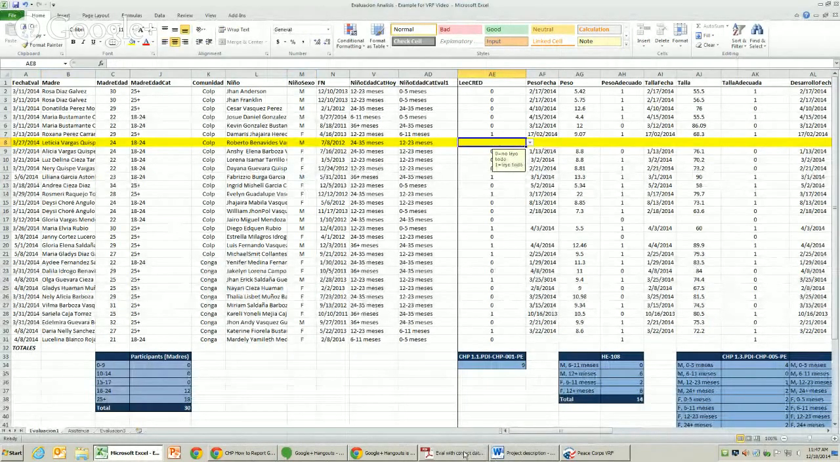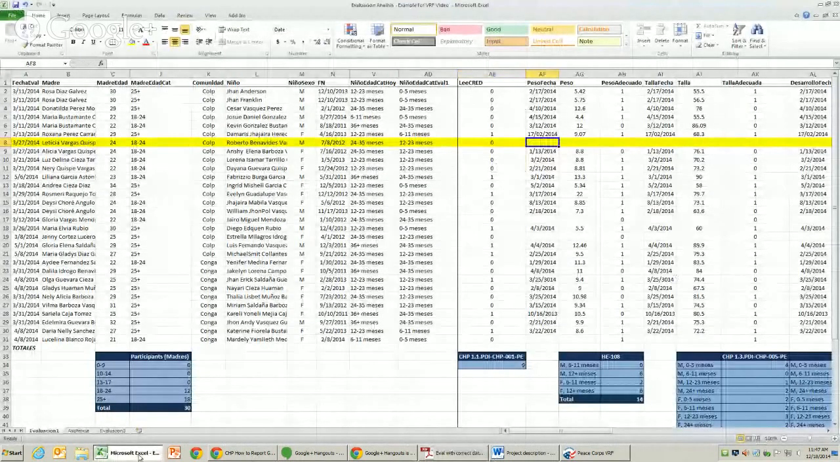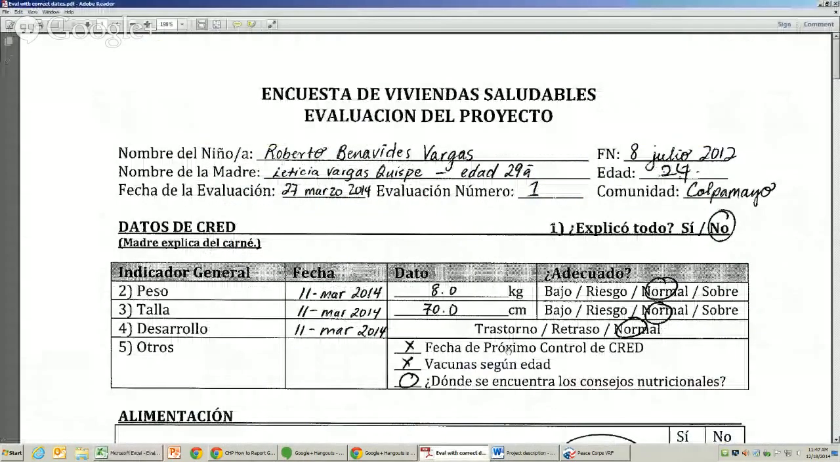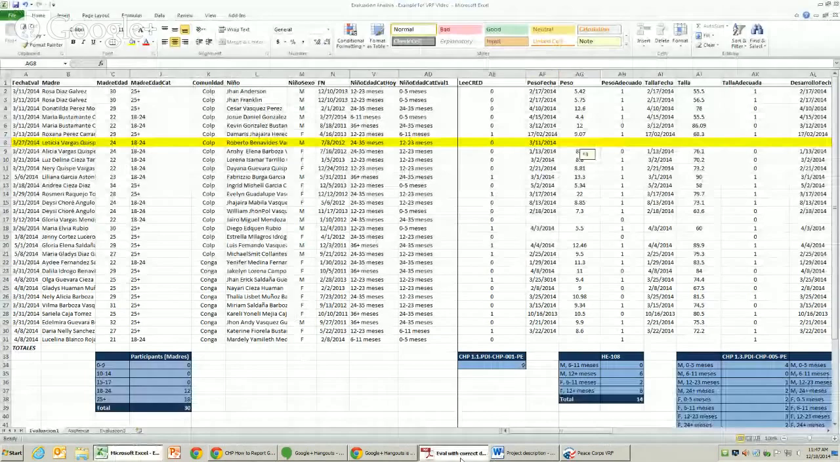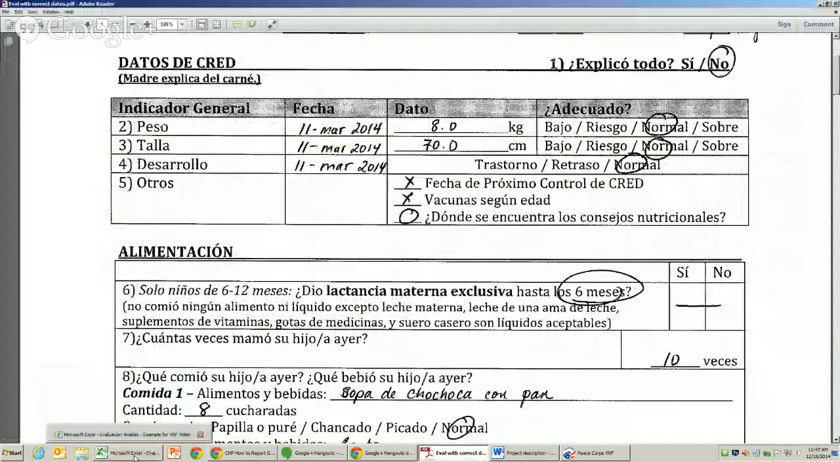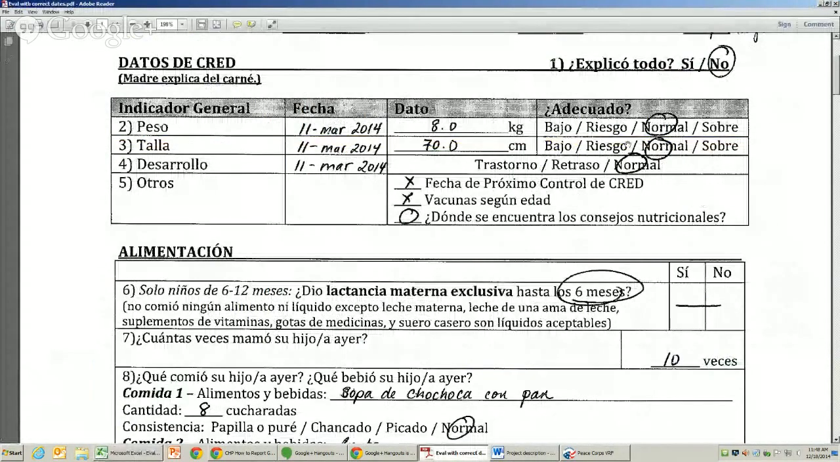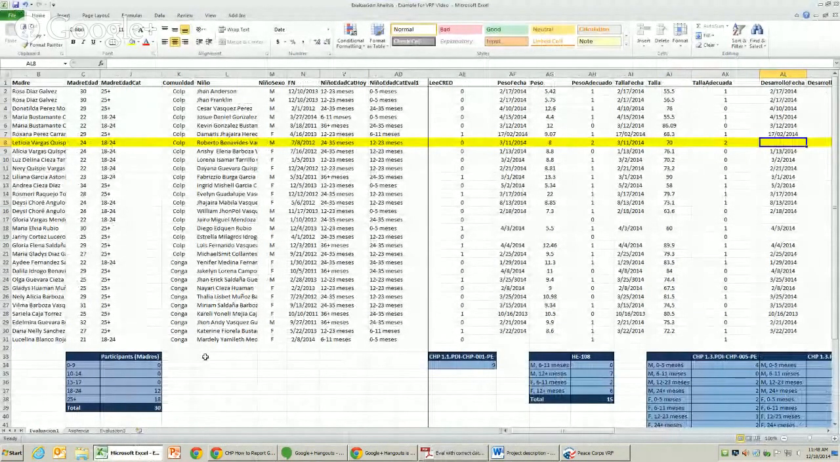Then we can tab over to if they could read credit or not. So in the first evaluation, no, they could not. So that's a 0. Then the peso, talla, and desarrollo were all done on March 11th, 3/11/2014. The peso at that time was 8 kilos, and it was normal. So we're going to put 8 here and a 2 for normal. The talla was taken the same day, so copy that. And it was 70 centimeters, and it was normal. 70 and normal.